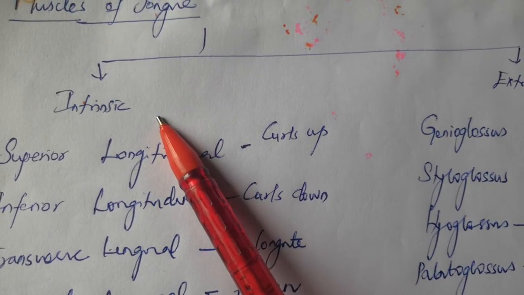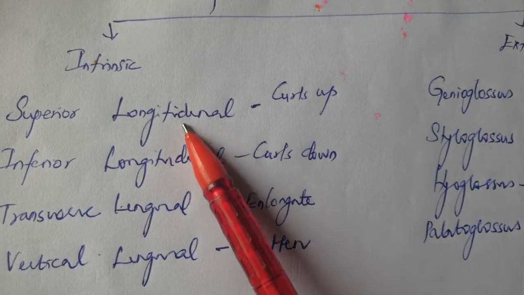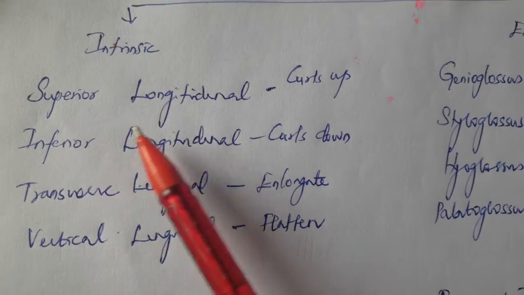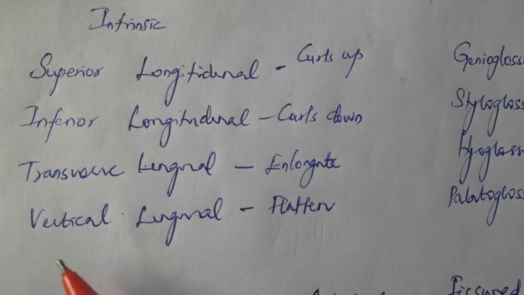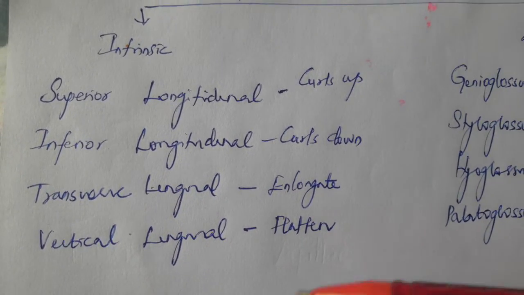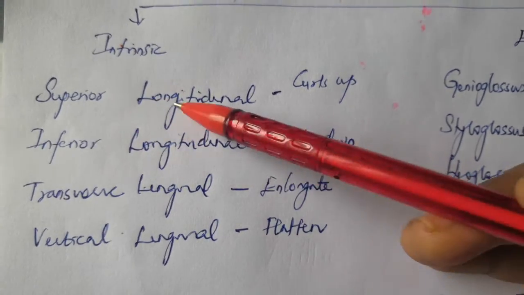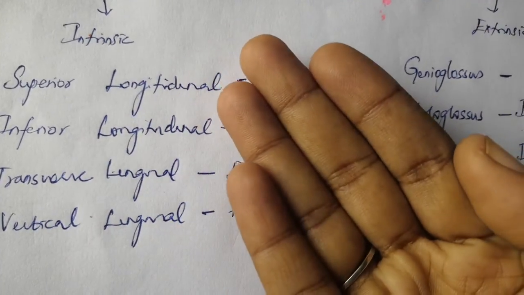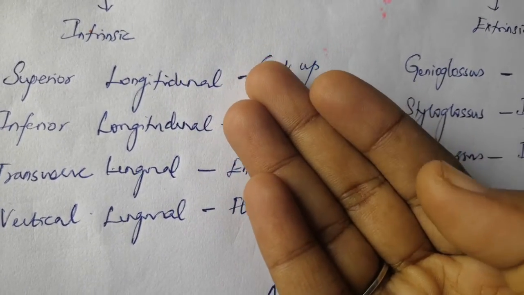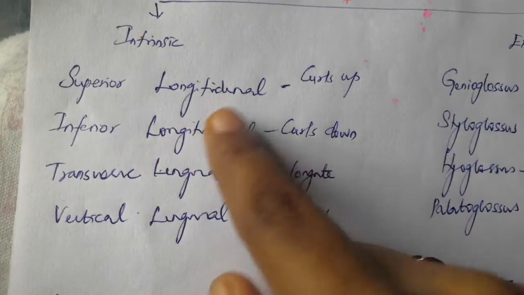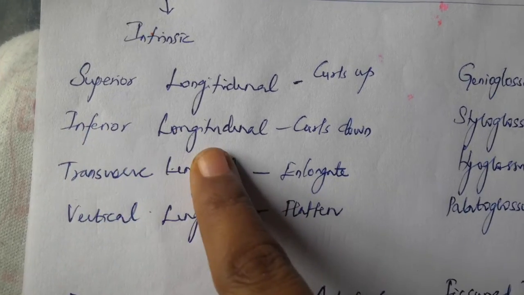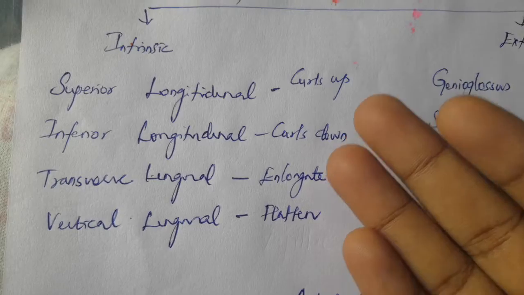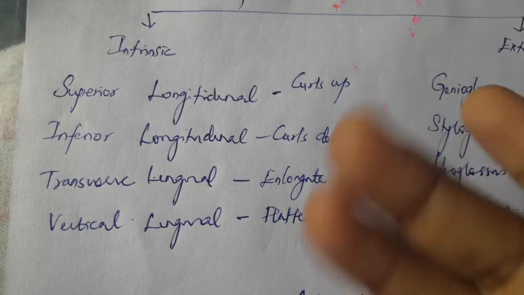The intrinsic muscles are easy to remember: two longitudinals, a transverse, and a vertical. Superior longitudinal, inferior longitudinal, transverse lingual, vertical lingual. What are the functions? The superior longitudinal will curl the tongue upwards, the superior edge. The inferior longitudinal will curl downwards, so that it broadens the tongue. It just curls down the tongue.